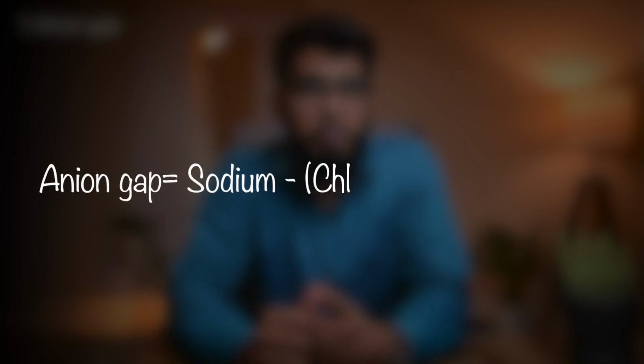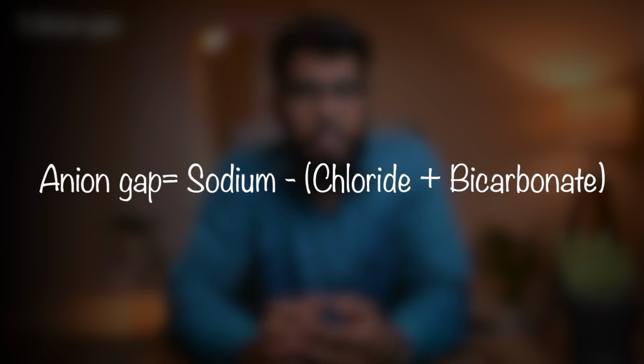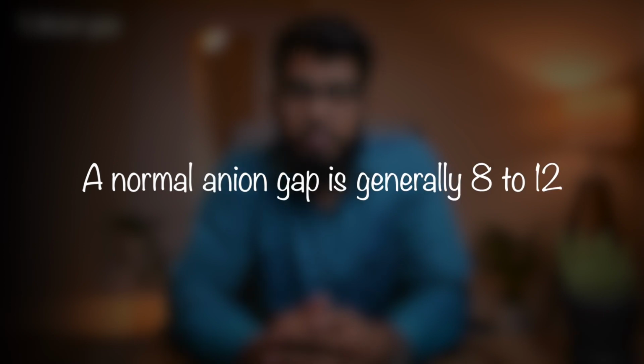Coming to the first one, how do we calculate anion gap? It's a simple formula: sodium minus chloride plus bicarbonate. A normal anion gap is generally 8 to 12. So if the value is anything above 12, we can say it's a high anion gap. And we know it's one of the criteria met for the diagnosis of DKA.